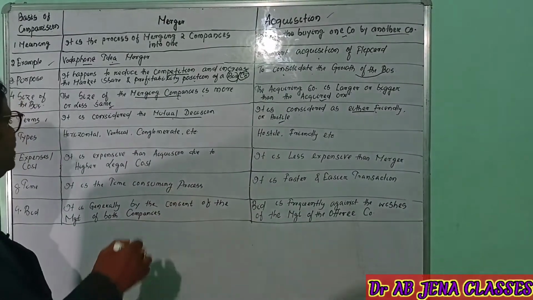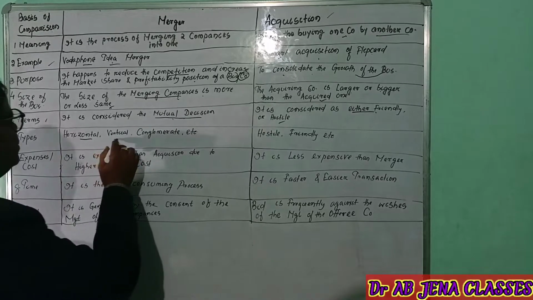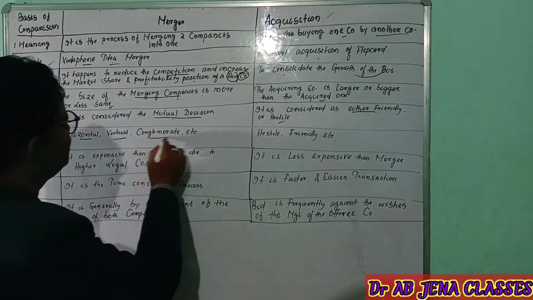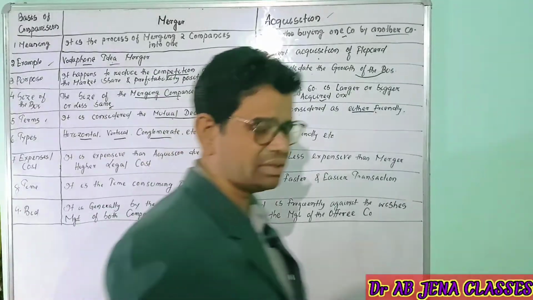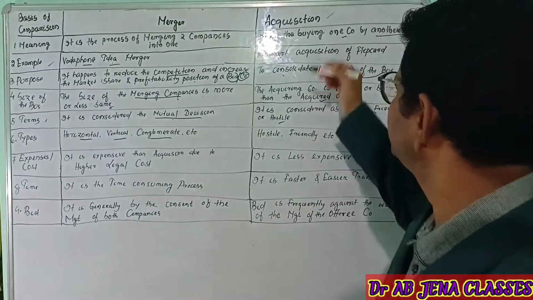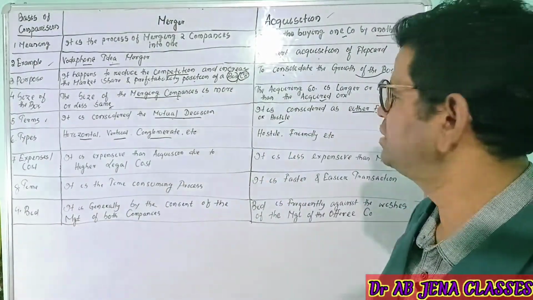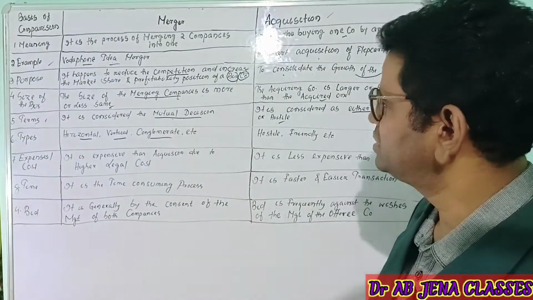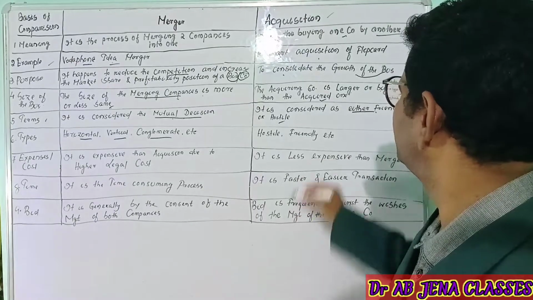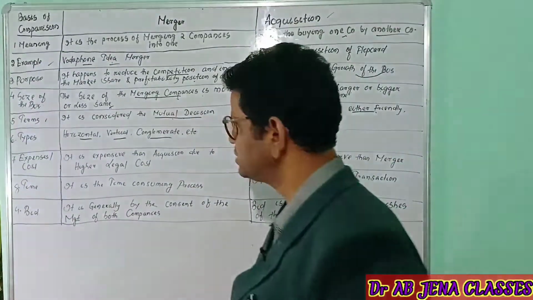Then what are the types of merger? We have already discussed these: the horizontal merger, the vertical merger, or the conglomerate merger, etc. By citing suitable examples we have already discussed. And the acquisition mainly may be a hostile acquisition, where the decision will not be taken by the offering company, or it may be friendly.